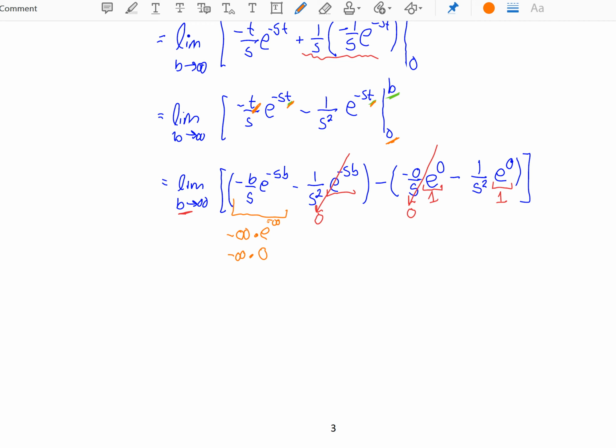So recall for this, I'm gonna write it on the side. Here we have the limit as b goes to infinity of negative b over s, e to the negative sb, and I'm thinking this is going to look like negative infinity times zero. So now recall with L'Hopital's rule, what you'd like to do is rewrite this indeterminate product as an indeterminate quotient.